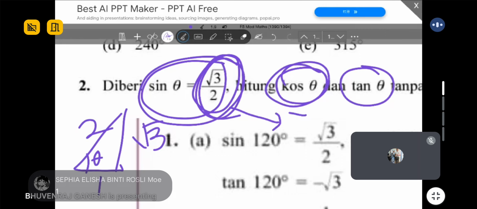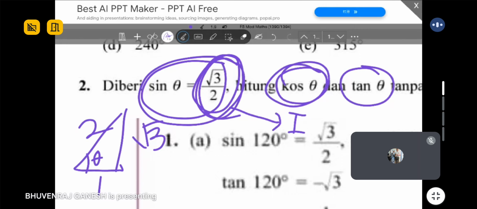Macam mana kamu tahu yang ni kuadran pertama? Boleh huraikan sikit? How do you guys know this question is quadrant 1? What tells you this is a quadrant 1 angle? Sekarang kamu kena fikir macam mana nak support jawapan kamu. Sebab kamu kata kuadran 1 kan? Okay, can? The angle in the triangle, yes.